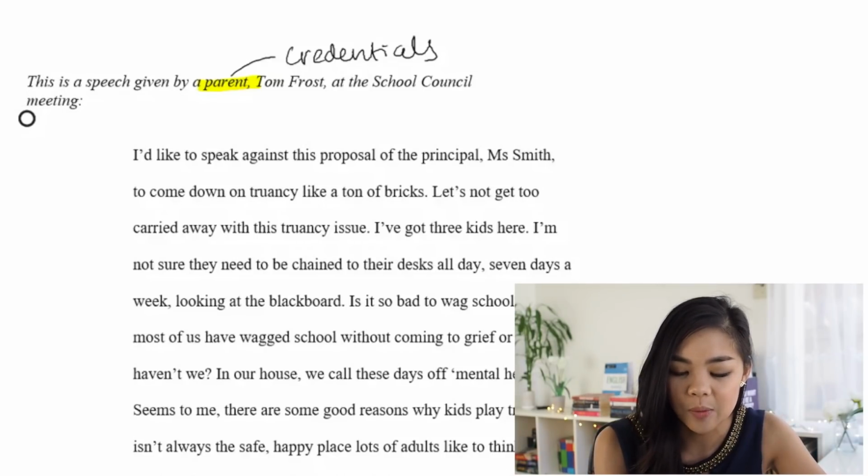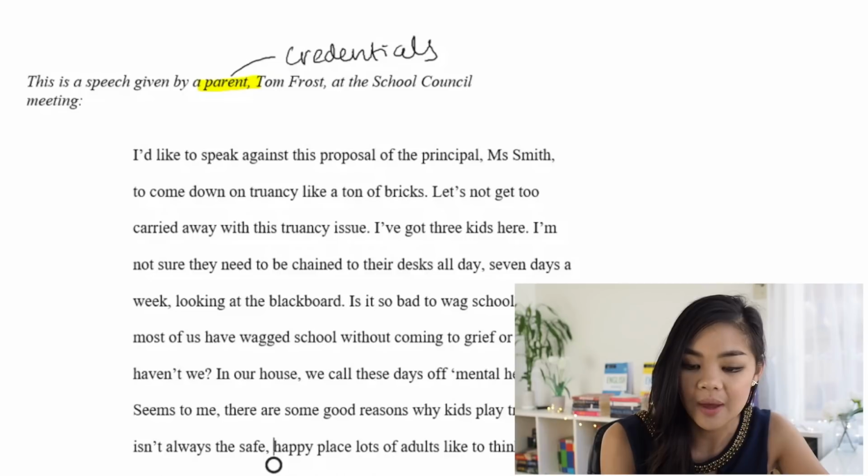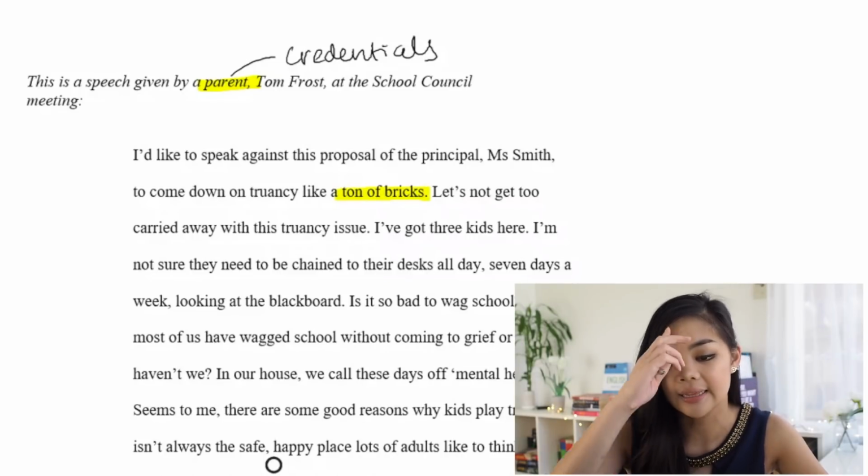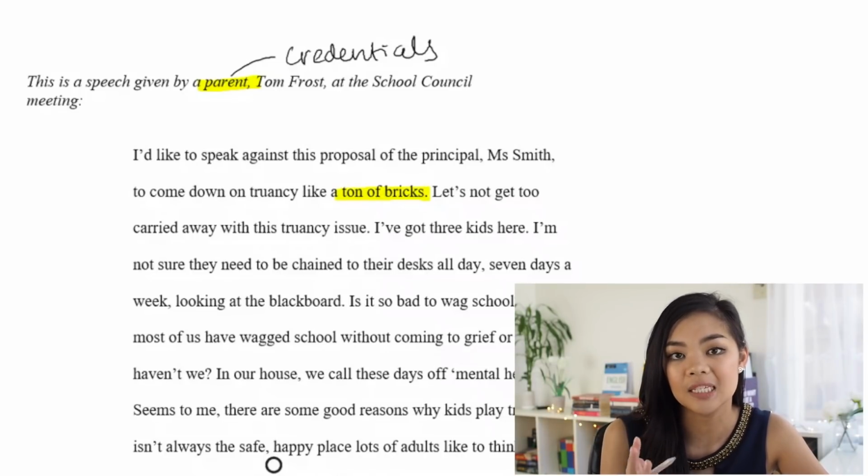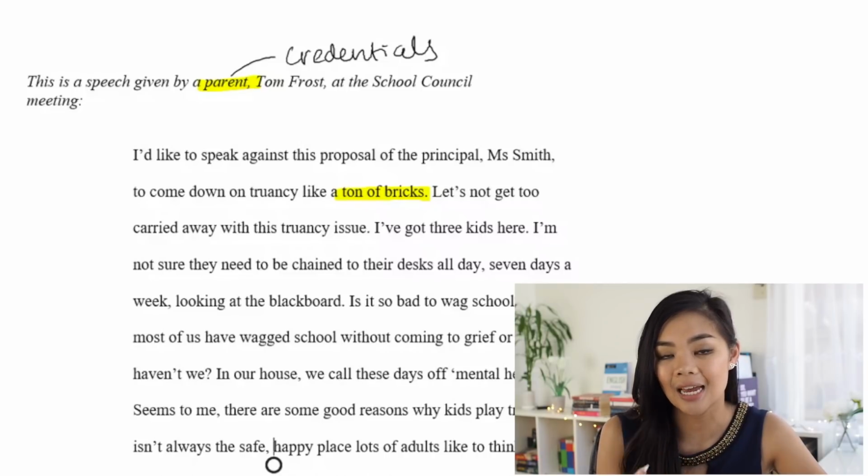I'd like to speak against the proposal of the principal, Ms. Smith, to come down on truancy like a ton of bricks. Okay, so automatically we can see that he has labeled truancy and Ms. Smith's proposal like a ton of bricks.